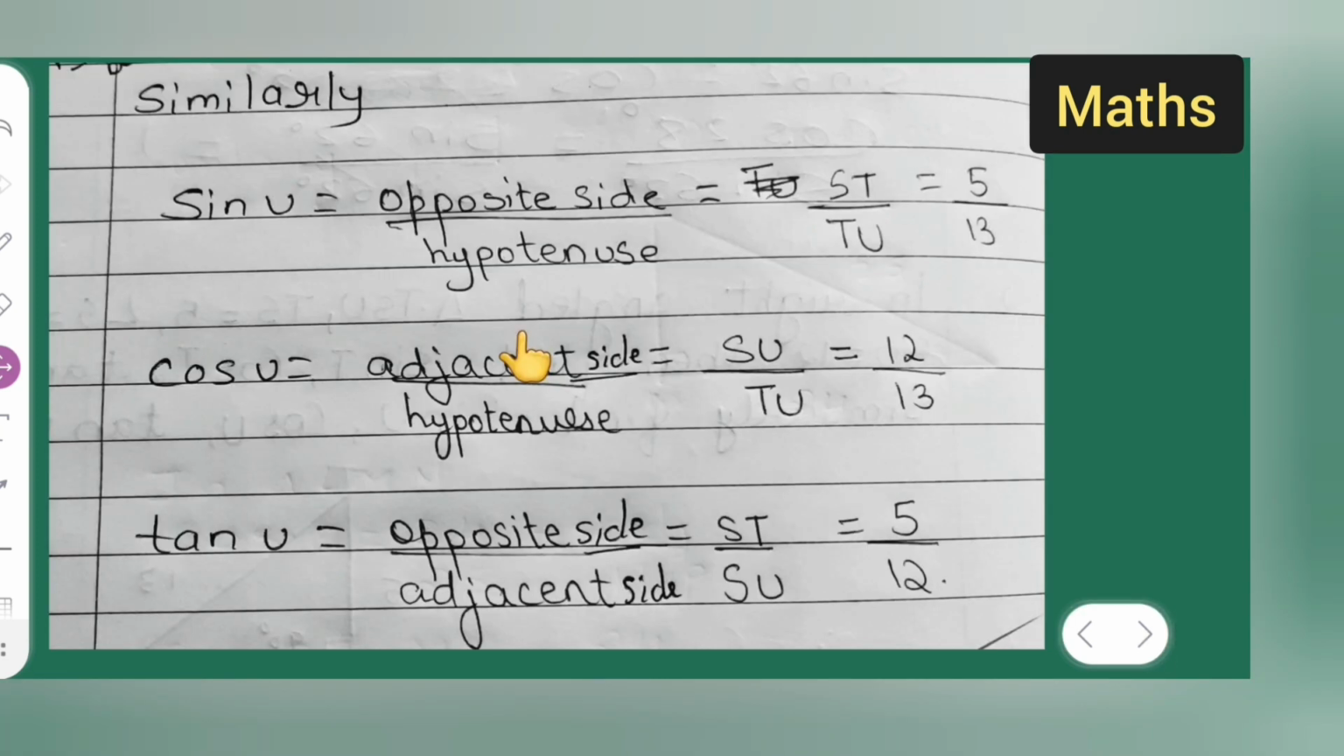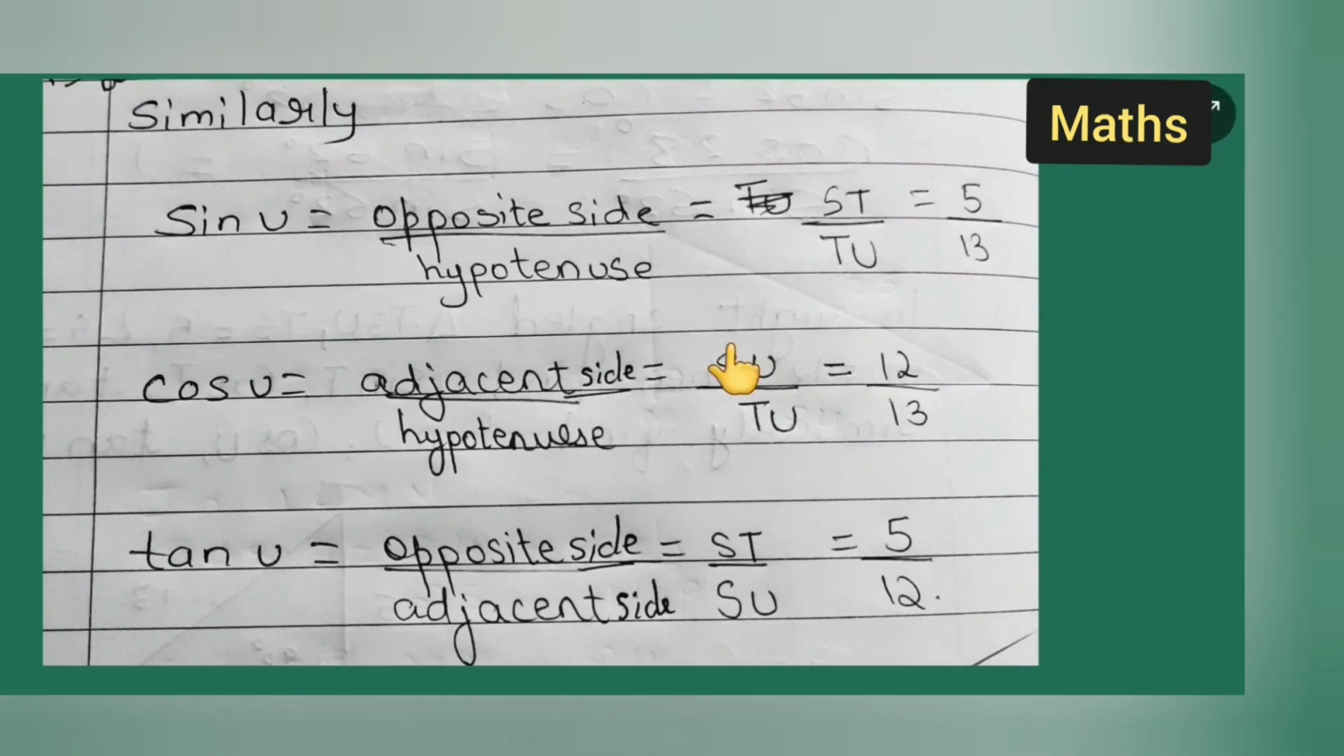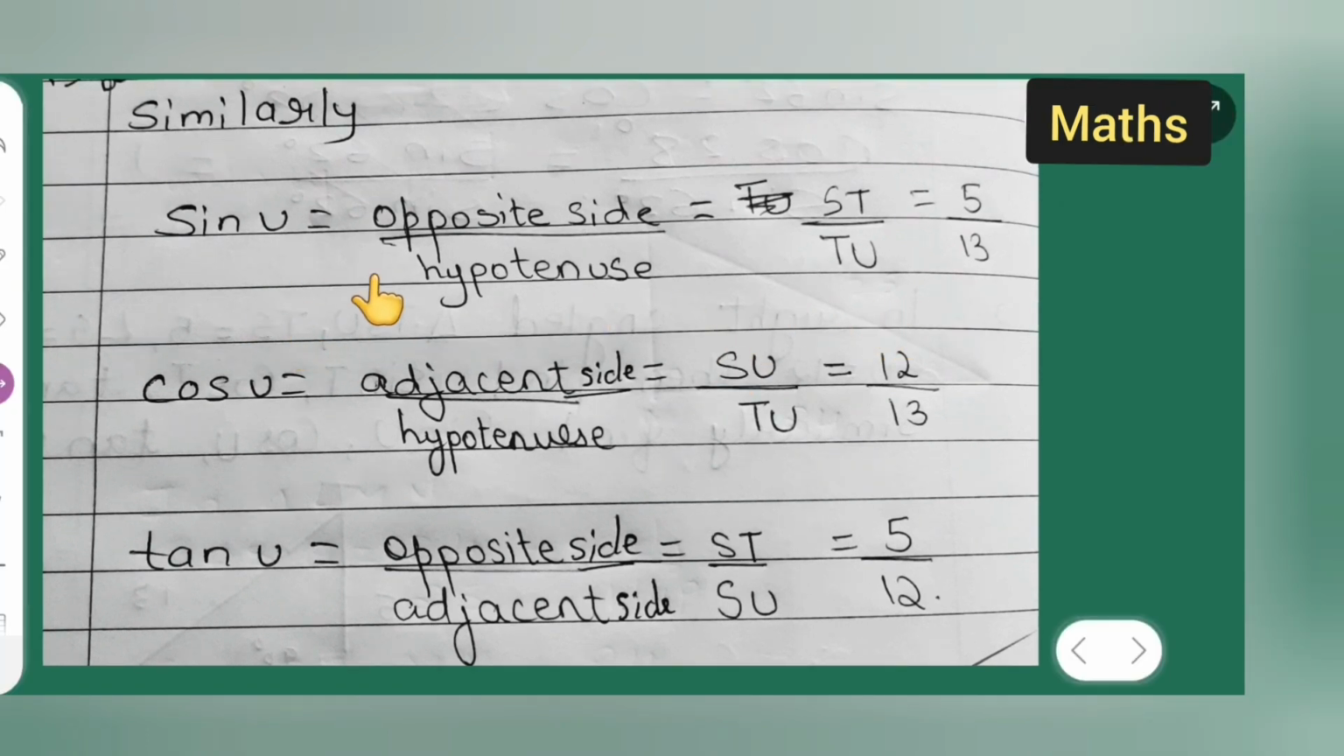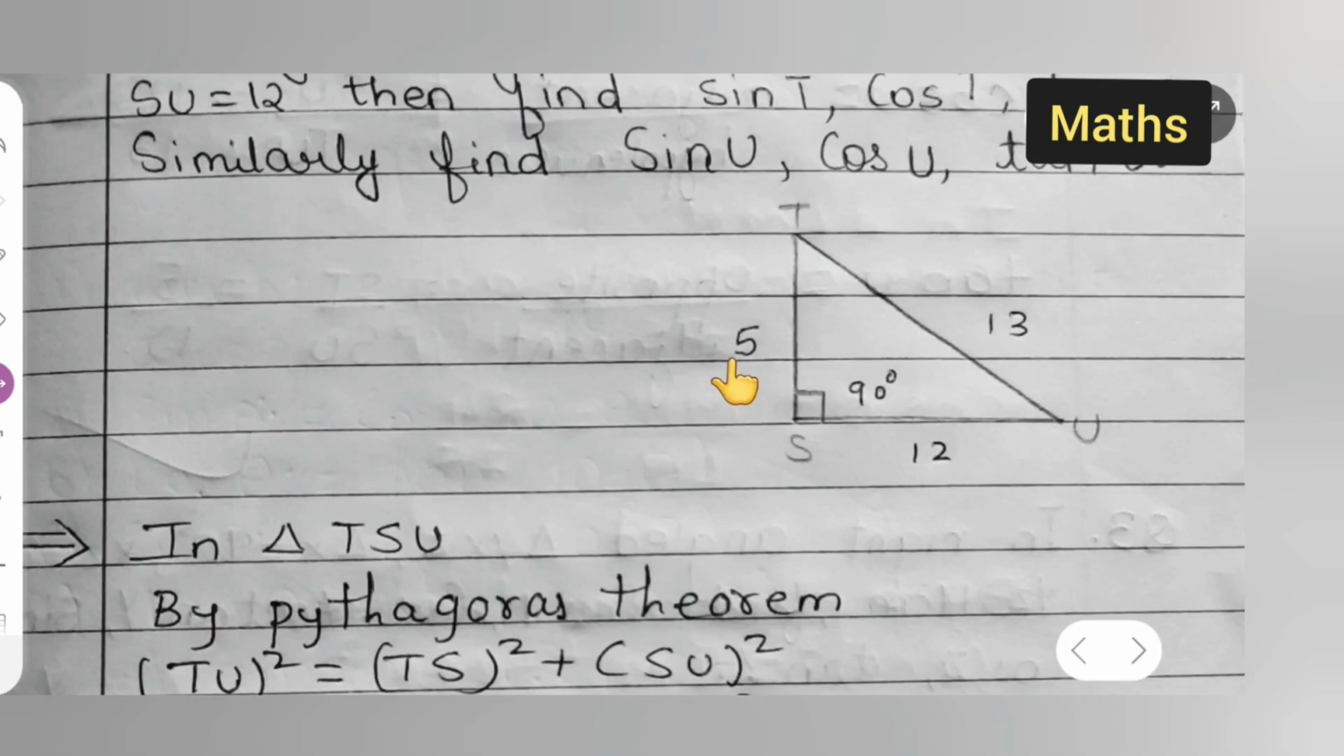Next, in a similar way, we need to find sin U, cos U and tan U. Sin U formula is opposite side of angle U upon hypotenuse. Opposite side of angle U is TS, so TS upon hypotenuse TU. So TS upon TU.